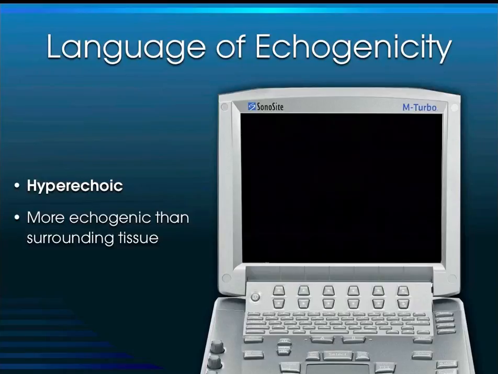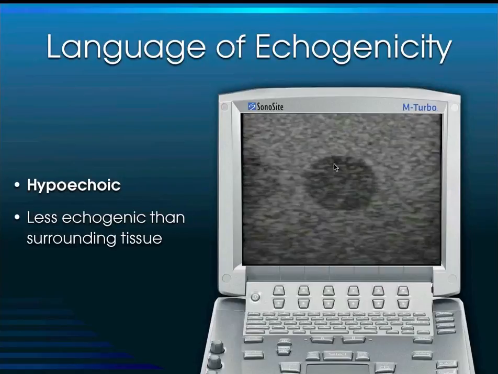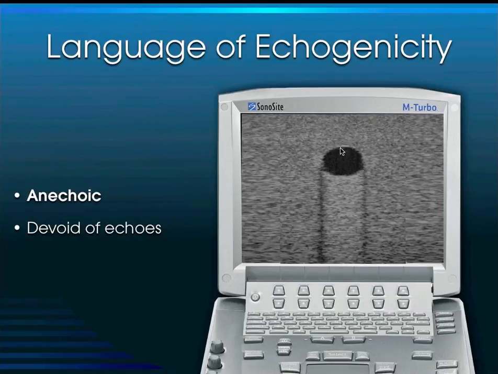And that term brightness is really better termed echogenic. So a structure is hyperechoic if it is more echo bright than the surrounding tissue or more echogenic. Something is hypoechoic if it is less echogenic than the surrounding tissue. And finally, something is anechoic when it is completely devoid of echoes and is jet black compared to the surrounding tissue.